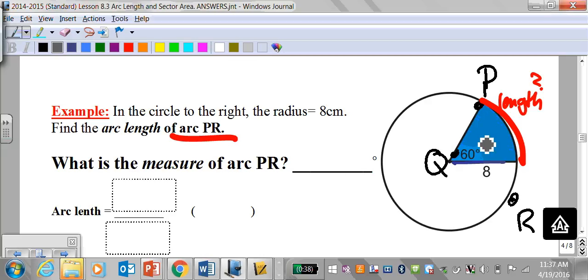Measure of a central angle to its arc. Good. So the measure of PR is 60 degrees.